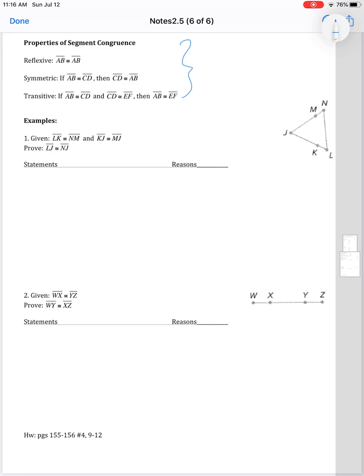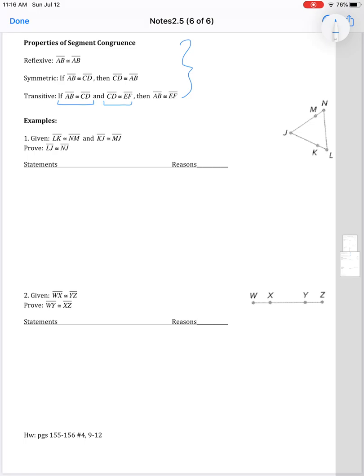Well, some people are like, well, that's dumb, I know that. But it's going to be very important in terms of using some of the other properties that we have to go over. So anytime you're saying something is equal to itself, that's the reflexive property. In terms of symmetry, think of a mirror. It's a reflection back at you. So with symmetry, we're flipping things. If AB equals CD, then CD equals AB. All we're doing is flipping the order.